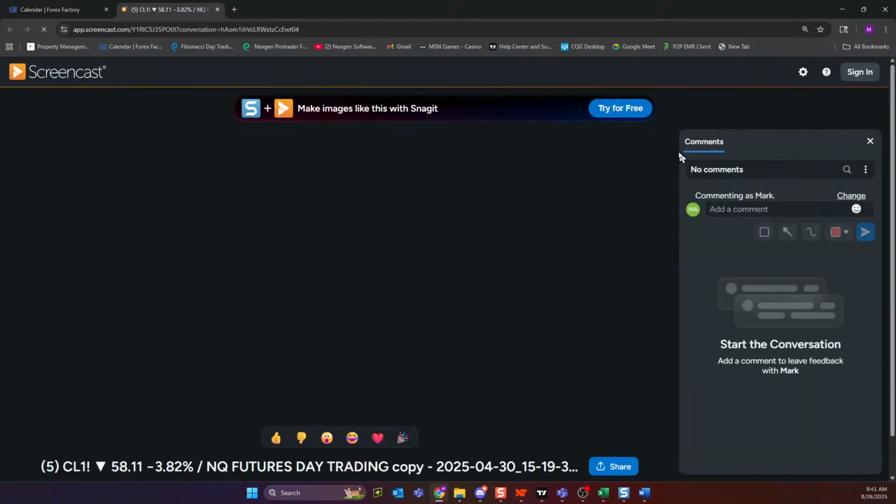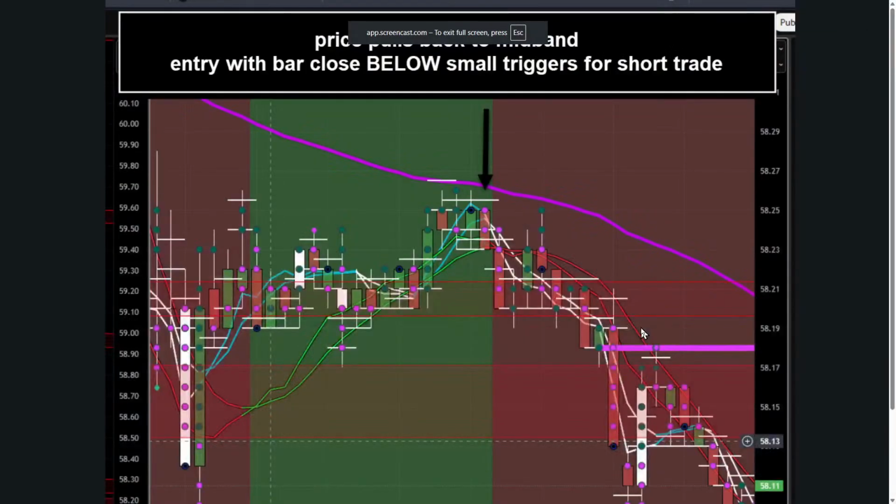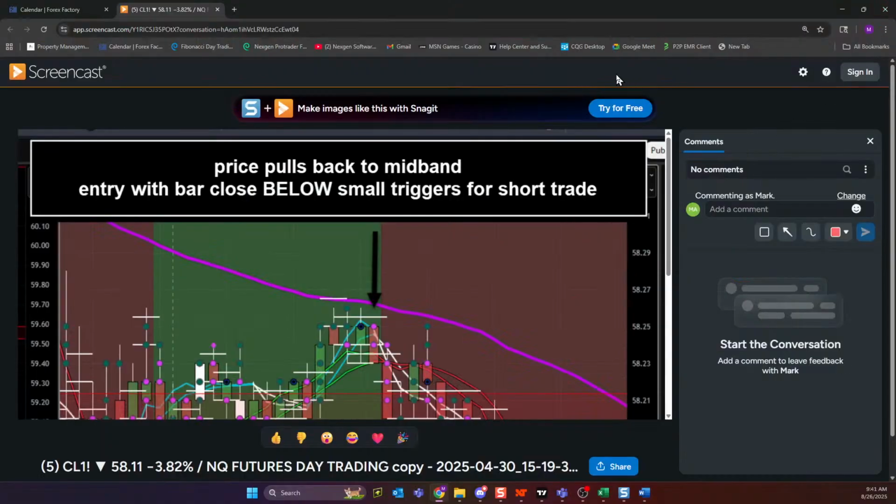So if we pull up that picture right from the plan that I gave you, the market moves up, only looking for short trades because that's what my large chart is telling me. It pulls back to the mid band and I get a down bar that closes below those triggers, and that's what sets off the move down. That's your trend trade entry. Takes a little bit of patience.